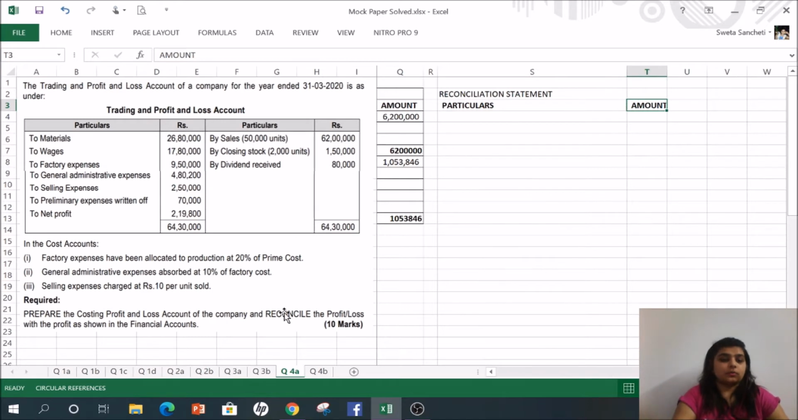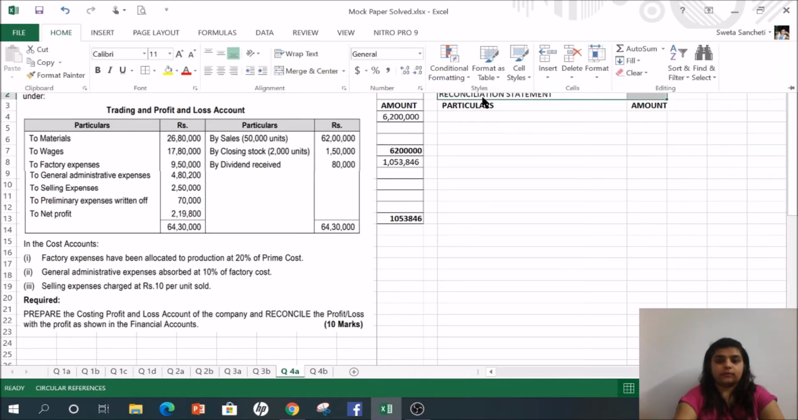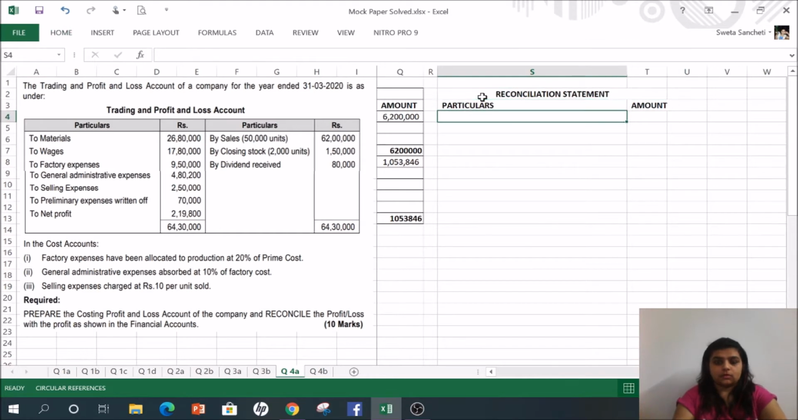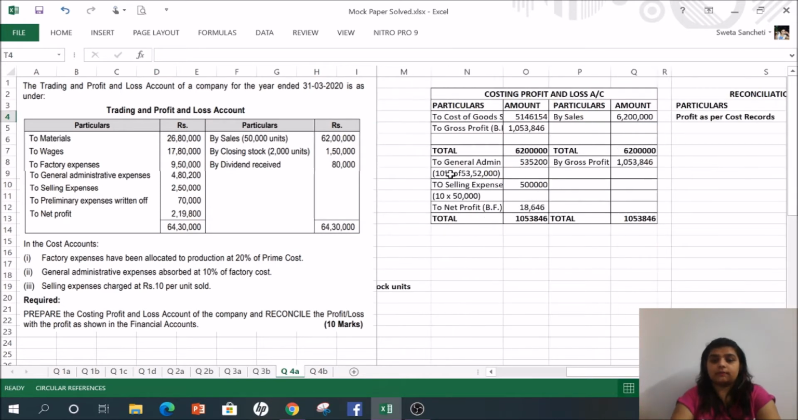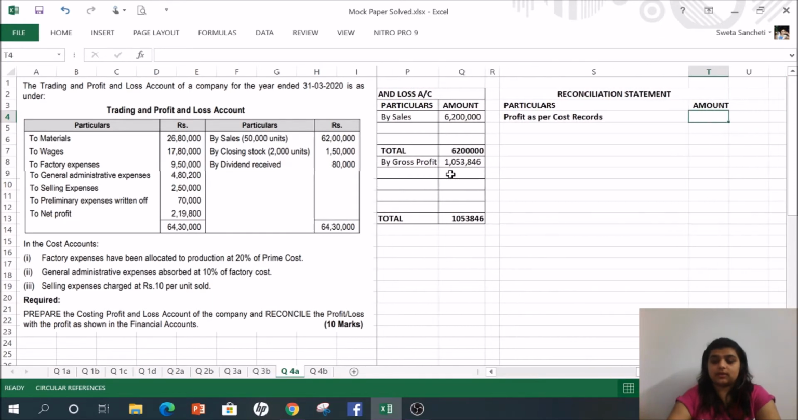So start with our profit. Okay, they are saying reconcile the profit with the profit as shown in the financial accounts. So we are going to start with our costing profit. So profit as per cost records, that is given to us, that we have found out as 18,646. Then now what is the difference?